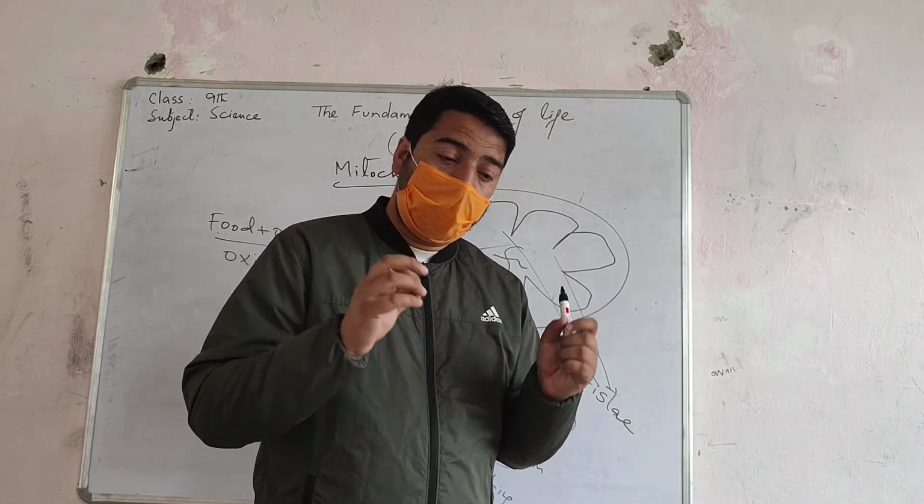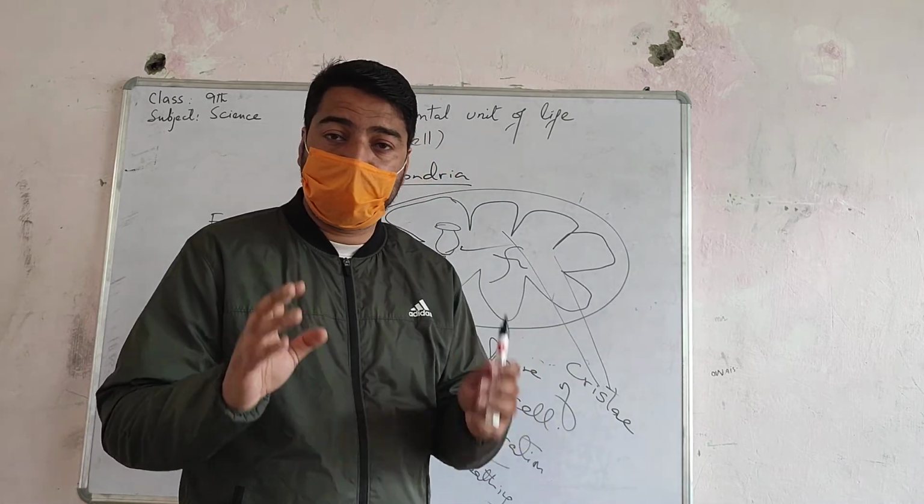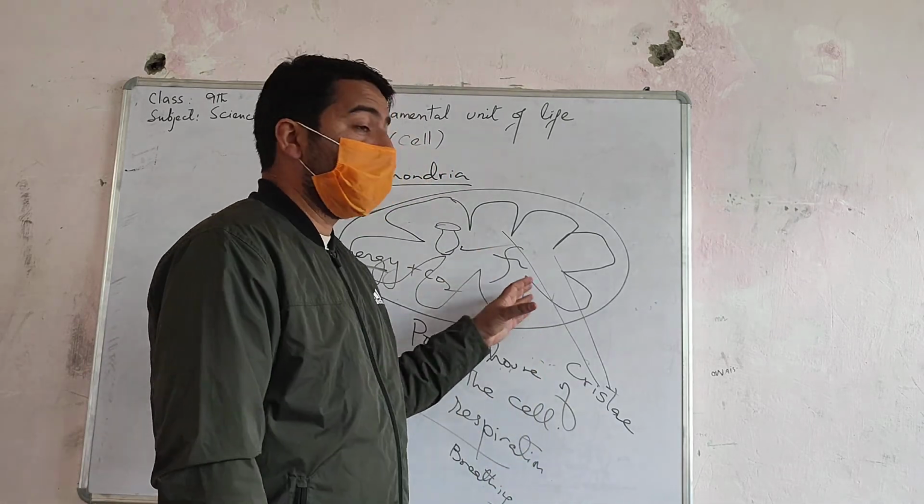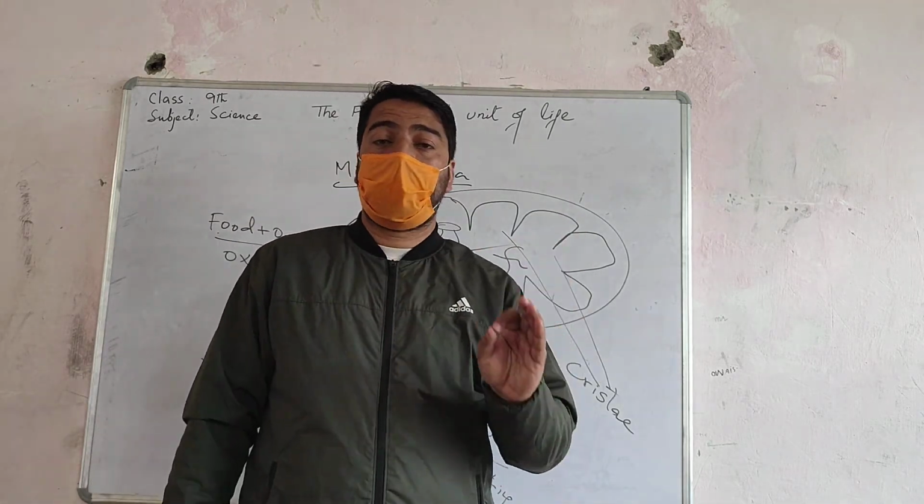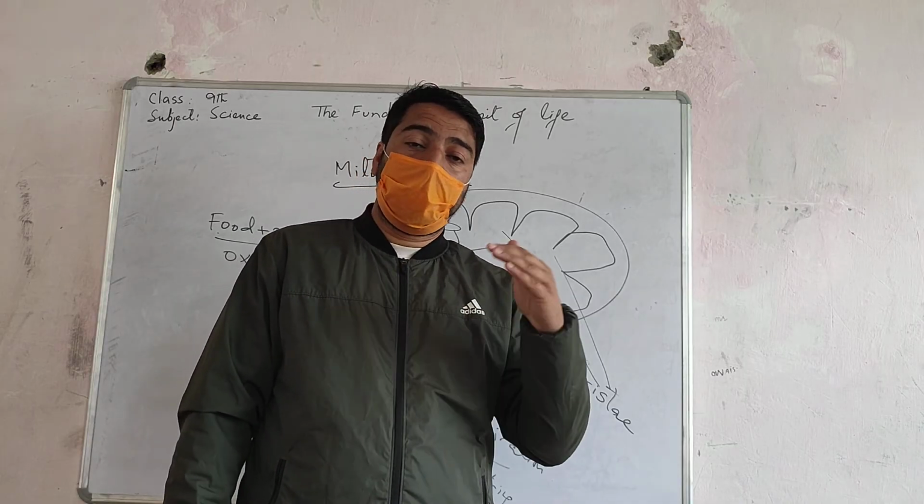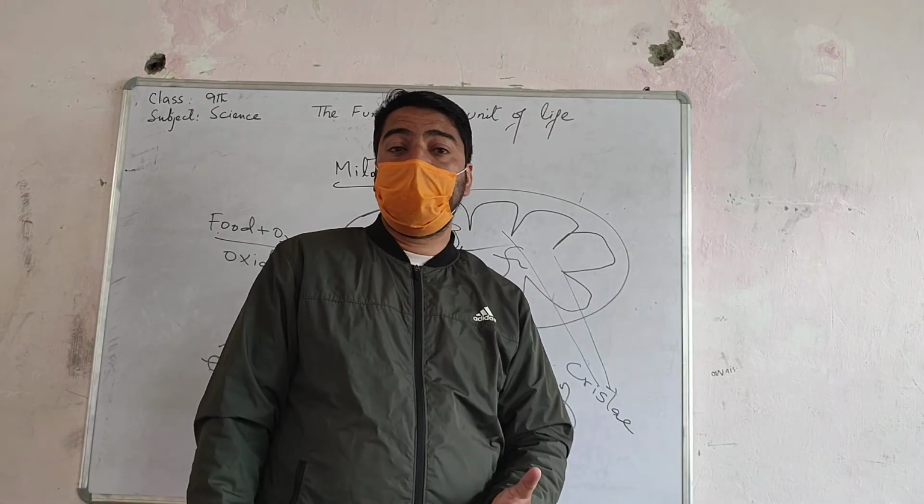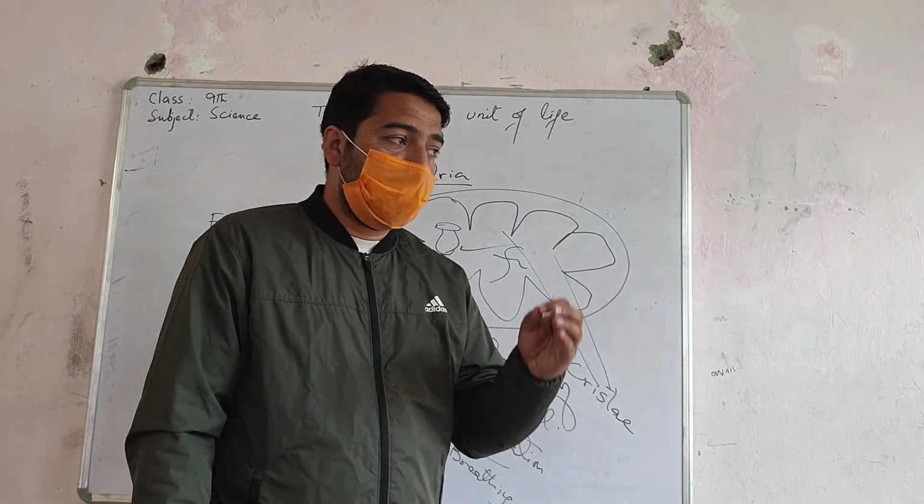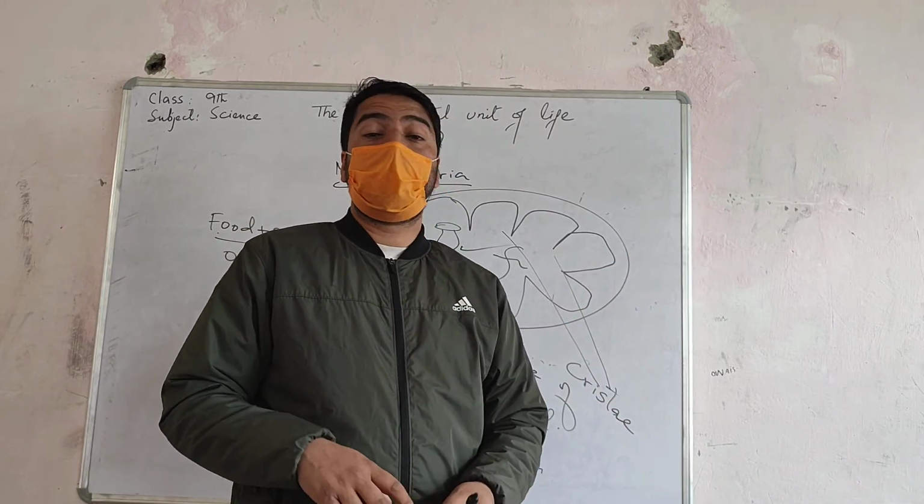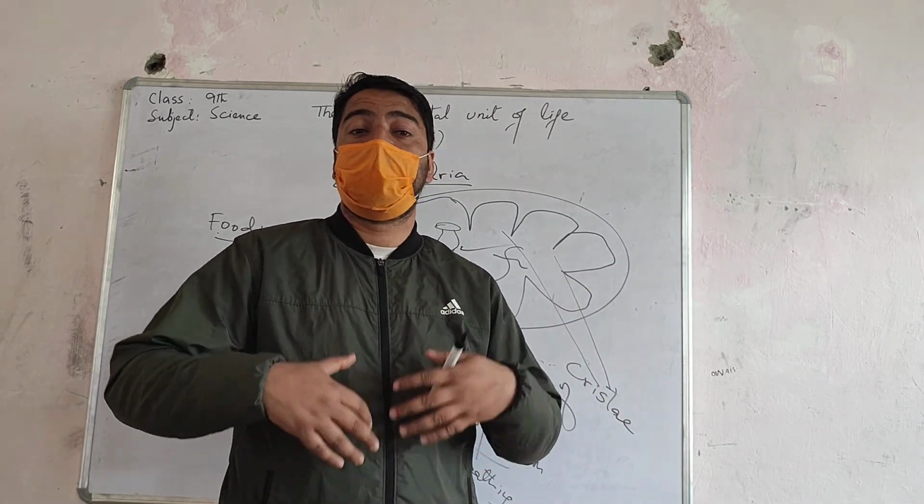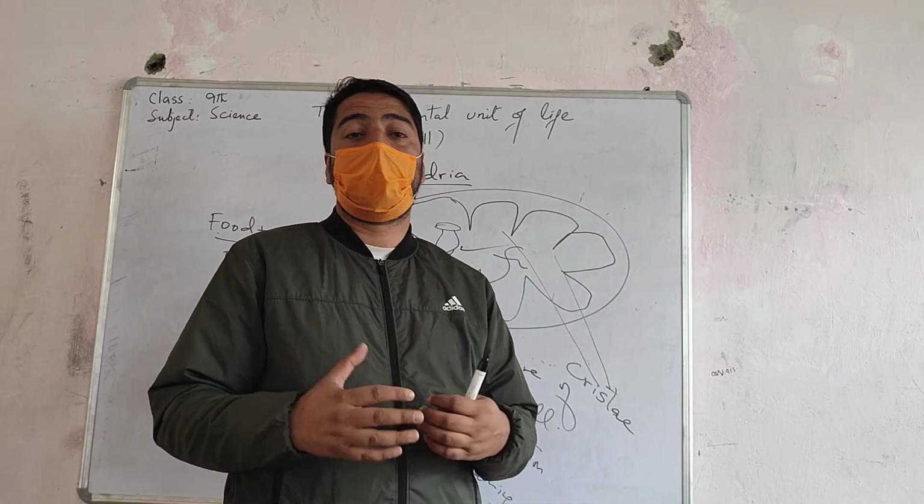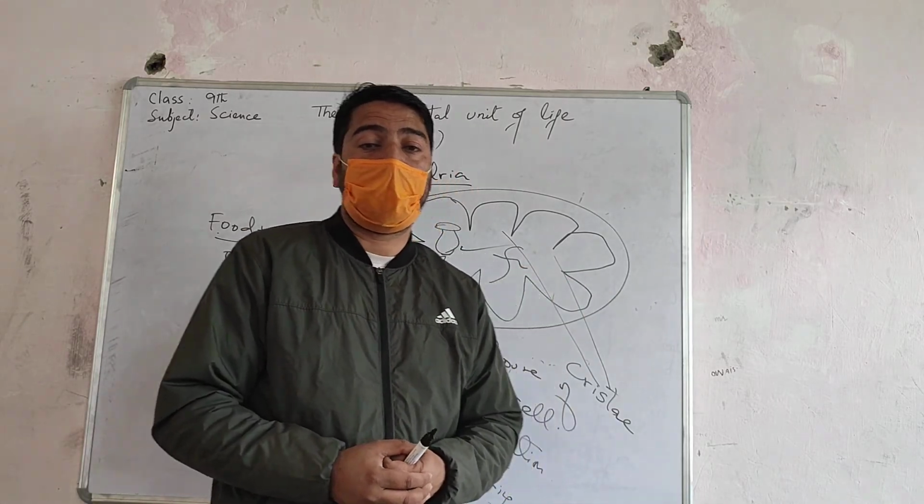So for today it's enough. We can recall that mitochondria is called the powerhouse of the cell, because mitochondria is the site for respiration, and because of cellular respiration we are able to get energy. So energy is produced in the mitochondria, so we call mitochondria the powerhouse of the cell.